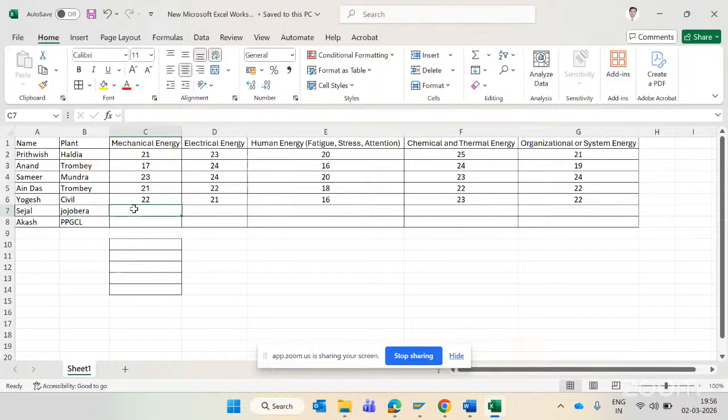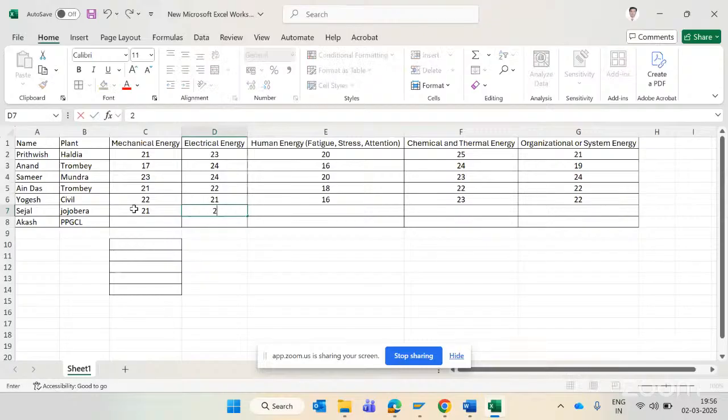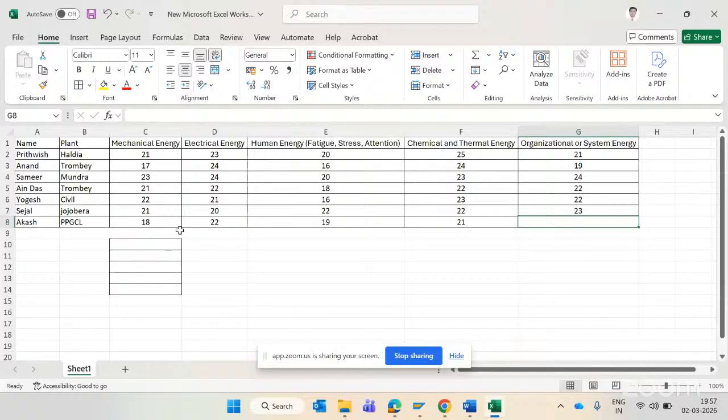Yes sir. Jojo Bera mechanical energy 21. Electrical 20. Human energy 22. Chemical energy 22. And organizational 23. Mechanical 18 and electrical 22 and human energy is 19. Chemical is 21 and organization is 23.